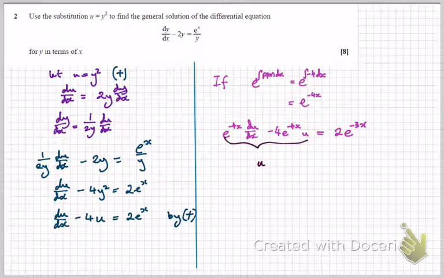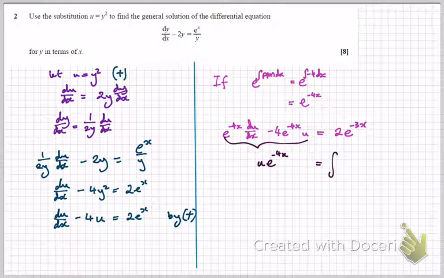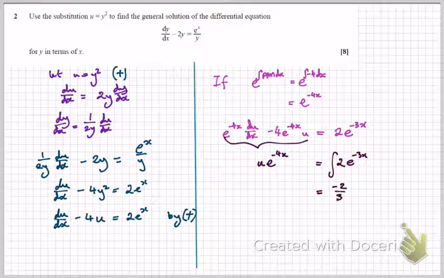These two terms, when you integrate them, came from differentiation of a product. So integrating gives you u e to the negative 4x. You can check that if you were to differentiate u e to the negative 4x using the product rule, you get the line above. So the right-hand side, then we just need to integrate this. Integrating the right-hand side gives us minus 2/3 e to the minus 3x plus c.